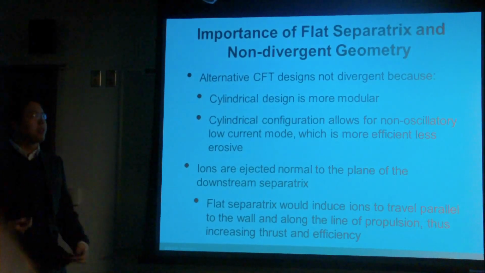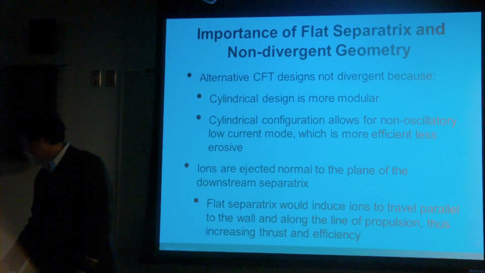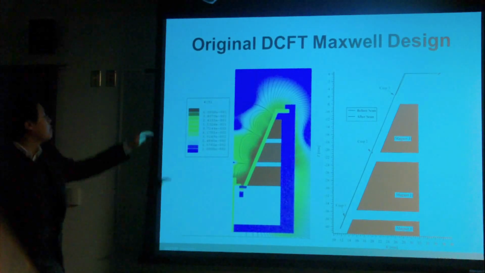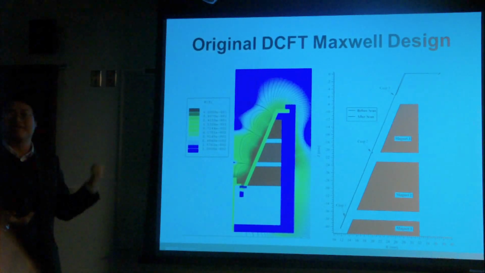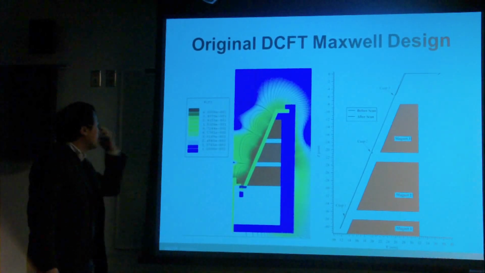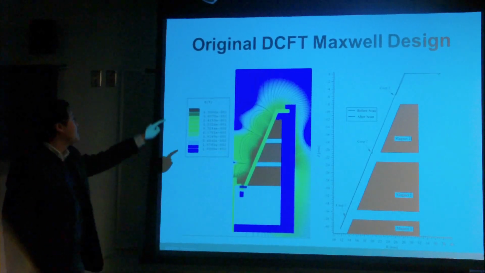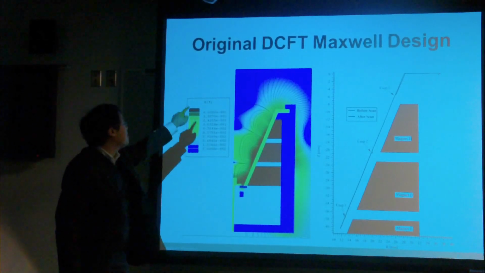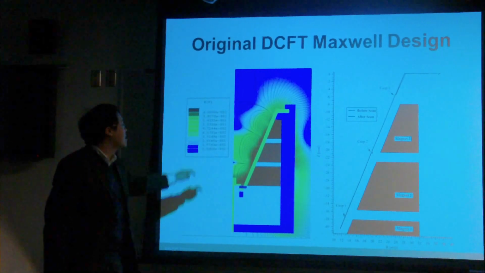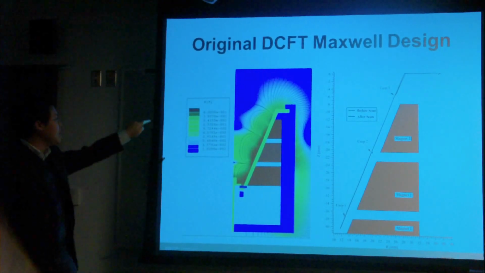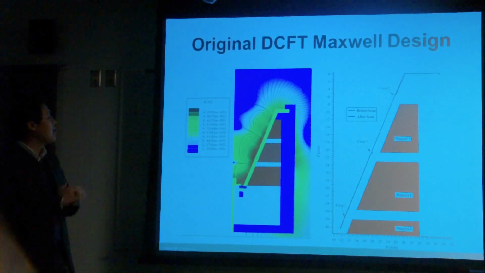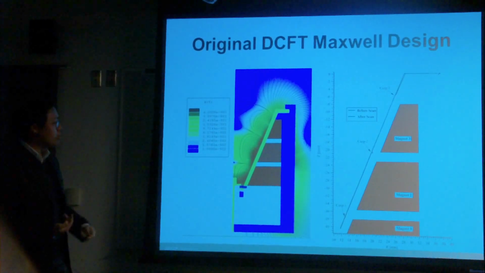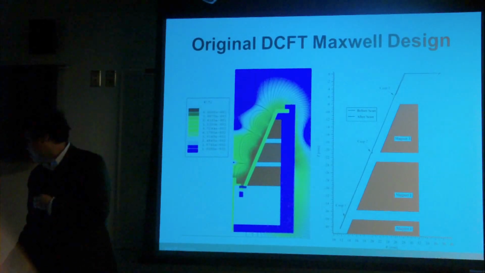What I mentioned earlier about the flat separatrix issue. The original design for the DCFT, you probably can't see well because of the color contrast here, is that you had these cusps here, and you also have these separatrixes between these cusps. Well, as you can see, these cusps don't have flat separatrixes. So what's so important about these separatrixes?